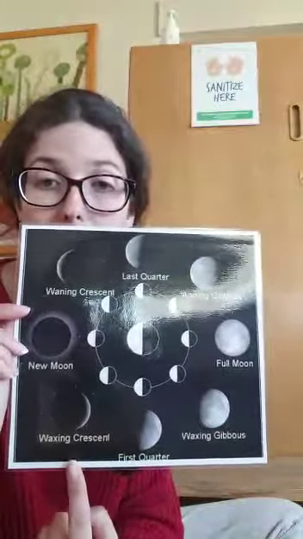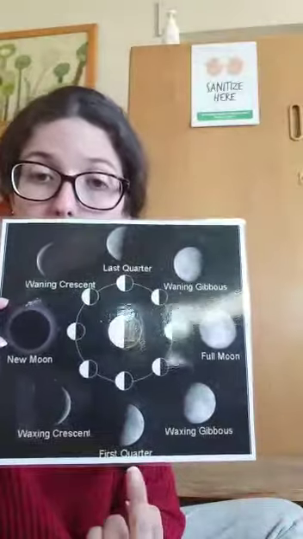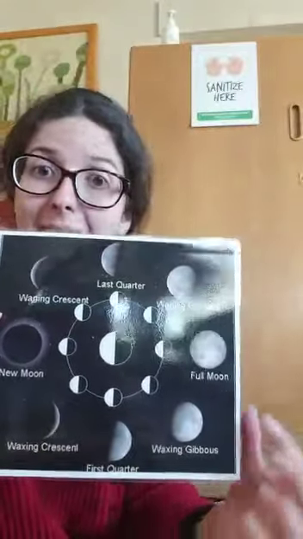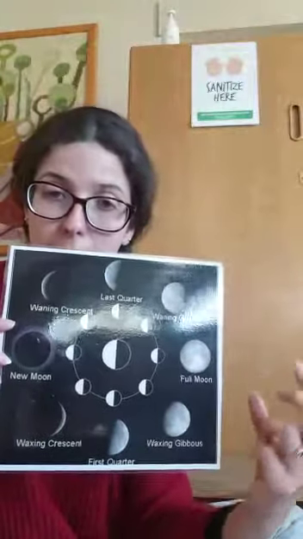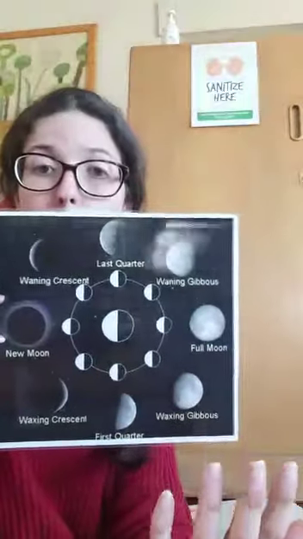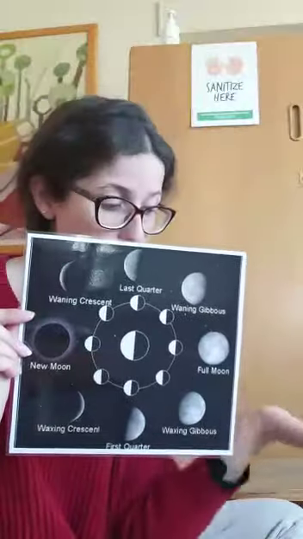Then we get the waxing crescent. Now, waxing means getting bigger. Then we get the first quarter, the waxing gibbous, and then we get the full moon again. So the moon is rotating around the earth, and the earth is rotating around the sun, which is why sometimes we can see some of the moon and other times we can't see any of the moon.